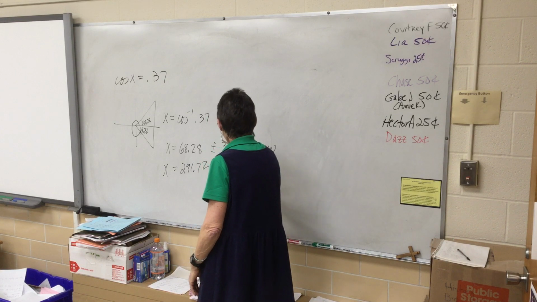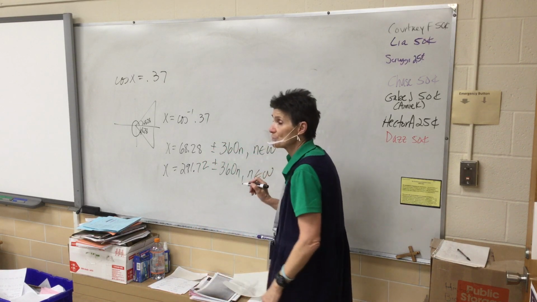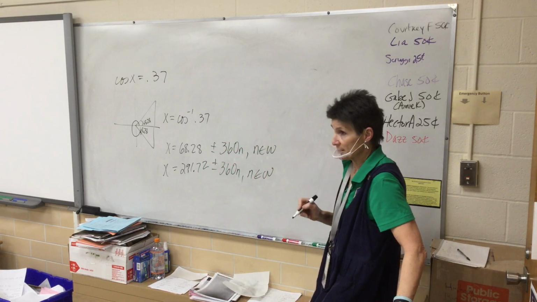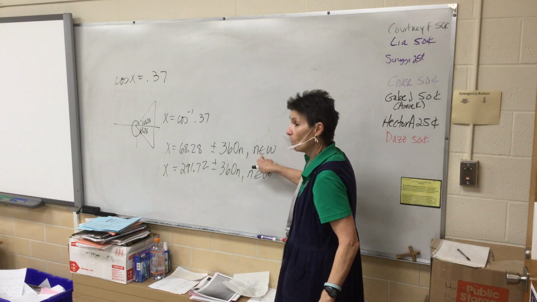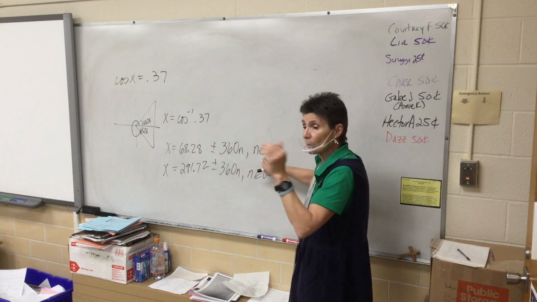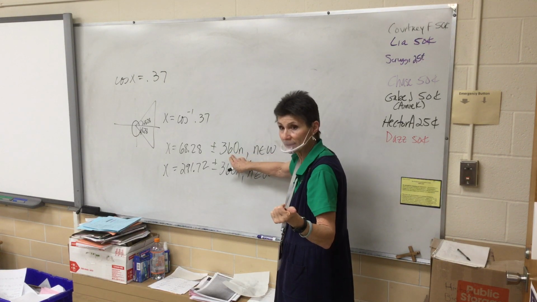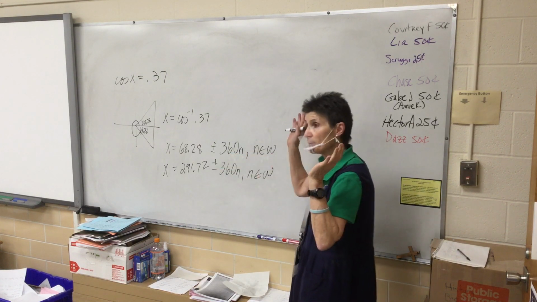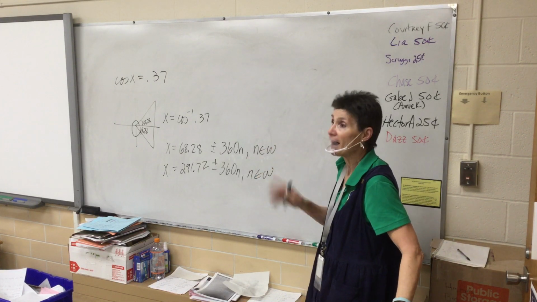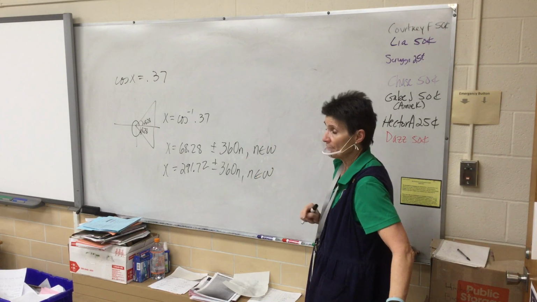So there are all of the answers in degrees, okay? This is whole numbers, that's 0, 1, 2, 3. We're adding those multiples of 360, or subtracting. So that's going to give me every positive and negative angle that could possibly answer that equation.